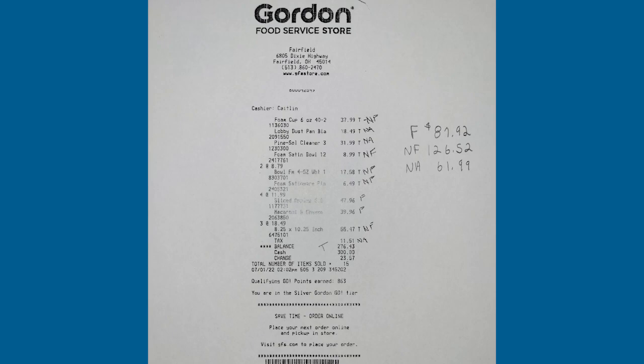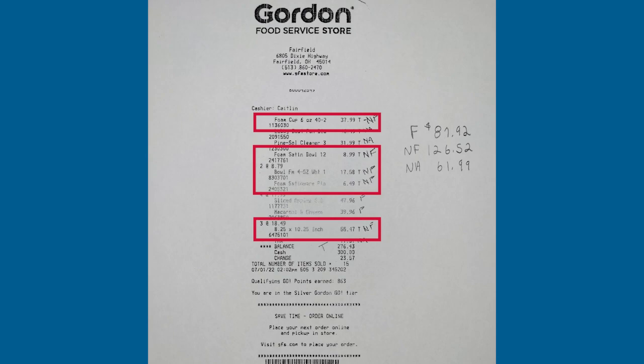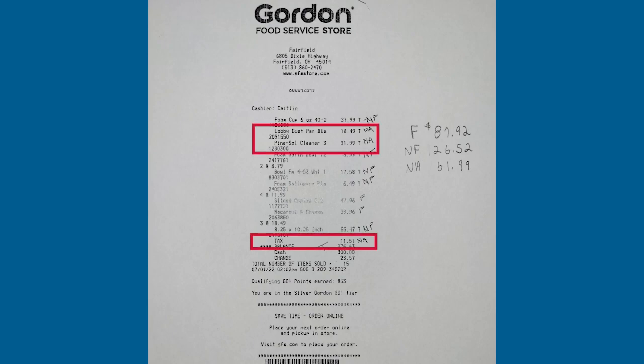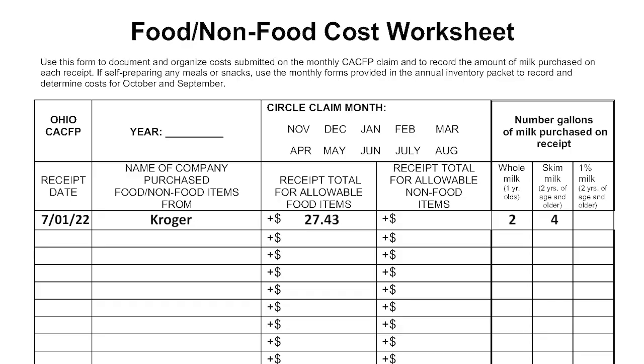This receipt shows several food items totaling $87.92. There are some supplies, non-food items totaling $126.52. There are also items not allowed and sales tax, which is not allowed, totaling $61.99. In this instance, no milk was purchased. Remember, once a receipt is broken down, it's entered onto the food, non-food cost worksheet.